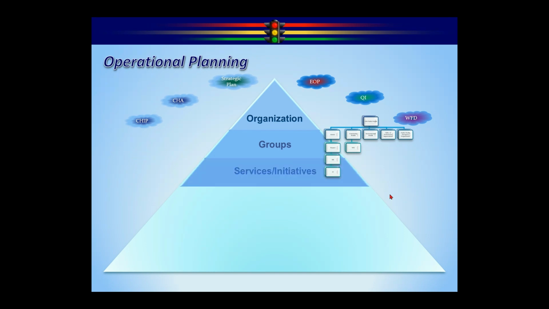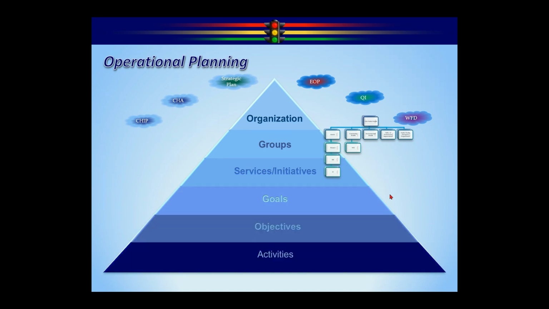Each group then has a set of services or initiatives. Services are ongoing things. Initiatives are things that you're planning on working on in the future. And they're kind of the buckets of plans, if you will. Underneath each service or initiative then is a set of goals. Goals are a high-level definition of what you're trying to accomplish. The objectives, what we call SMART objectives, SMART being specific, measurable, attainable, realistic, and time-based, are the targets. What specifically are we trying to accomplish in a given time frame? Then the activities are the steps that we're going to go through to get to those objectives.